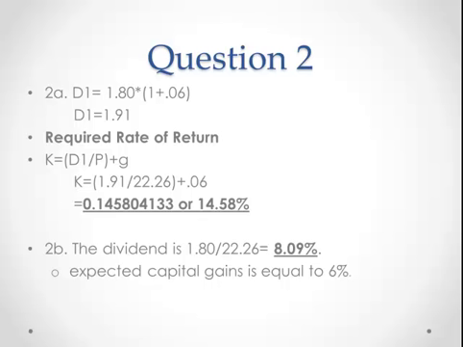Question 2 is asking for our dividend yield for 1992, and this is 0.80, which is our dividend price, divided by the share price of the stock, which is 22.6, giving us a percentage of 8.09. Now expected capital gains is very easy. It's just equal to your growth rate, which is 6%.